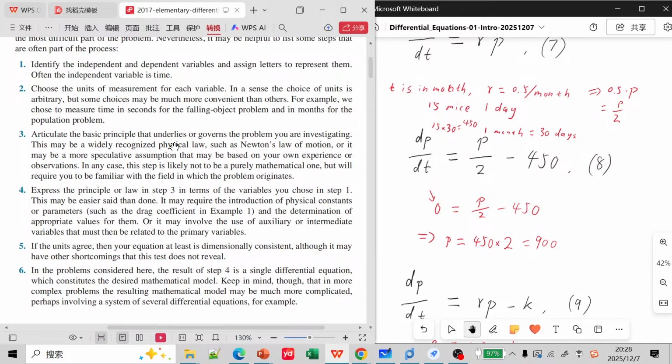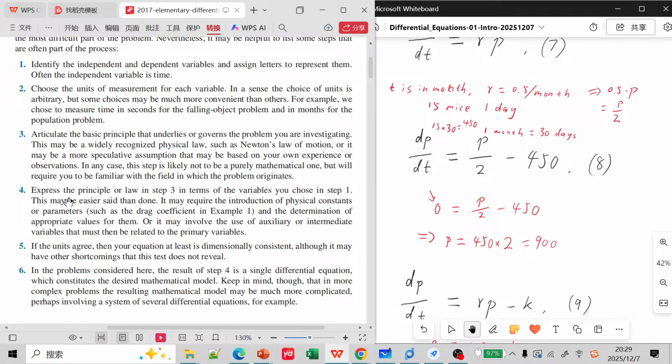3. Articulate the basic principle that underlies or governs the problem you are investigating. This may be a widely recognized physical law, such as Newton's law of motion, or it may be a more speculative assumption that may be based on your own experience or observations. In any case, this step is likely not to be a purely mathematical one, but will require you to be familiar with the field in which the problem originates.